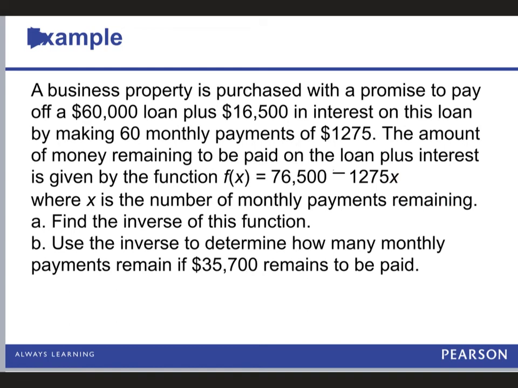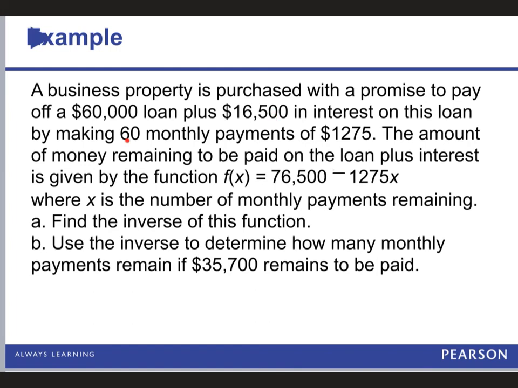So how does this work? Well, we have $60,000 that we owe, plus we're paying the interest fee, which is $16,500. Remember, interest is the money you pay for the privilege of borrowing money. So if somebody lends you their 60,000, then they're going to get their money back plus some extra money, and that's what that 16,500 is.